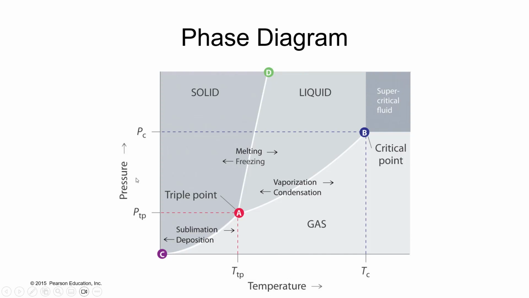Again, if we go to a constant pressure, and we're over here now, if we keep it at a constant pressure, and we're going to increase the temperature, we're going to have vaporization occur. Vaporization is going from a liquid to a gas.